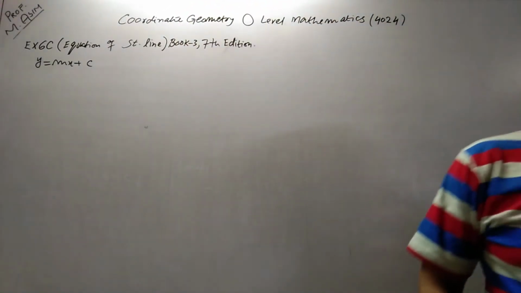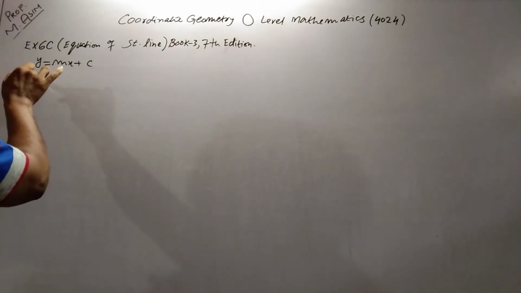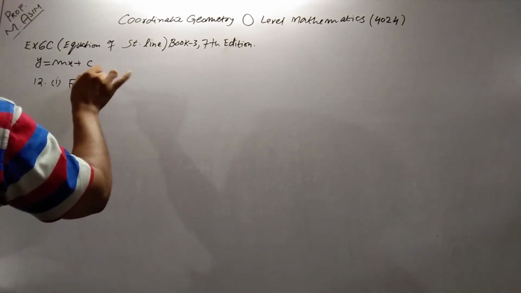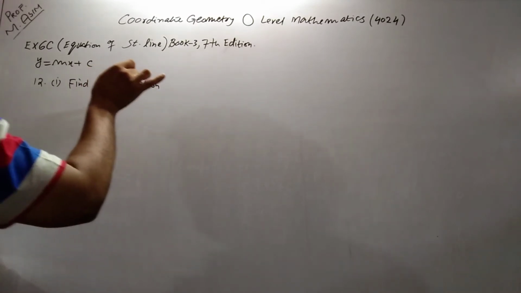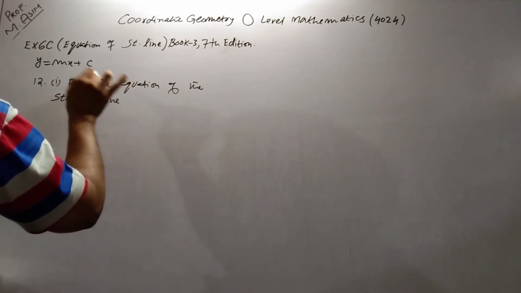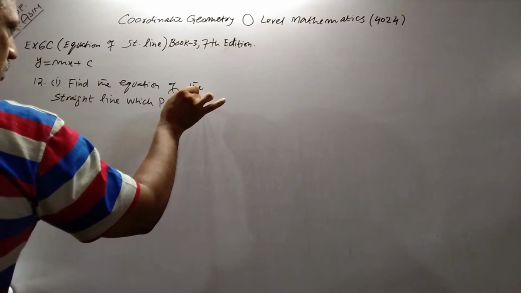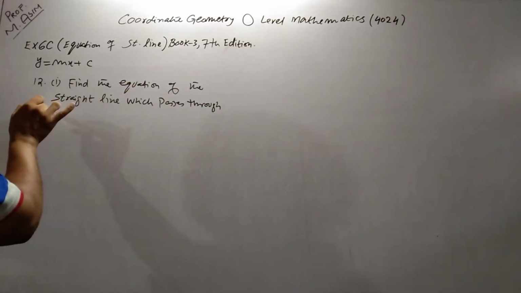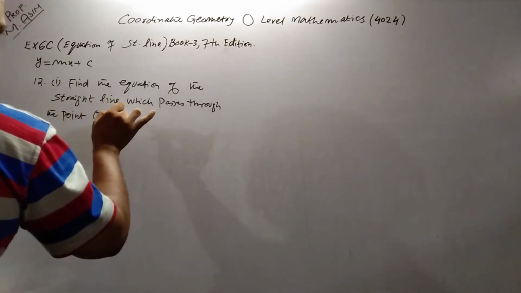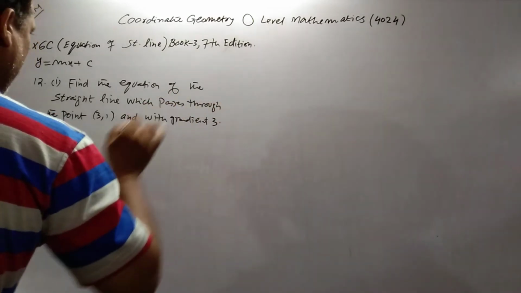What is question number 12? Question number 12, part 1: Find the equation of the straight line which passes through the point (3, 1) and with gradient 3. Solution.